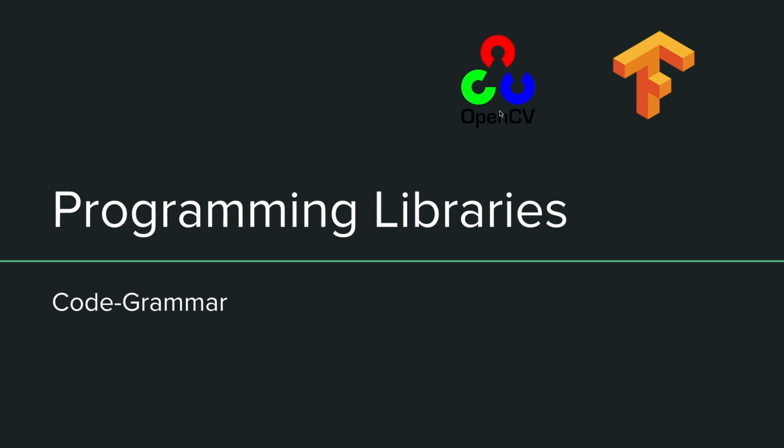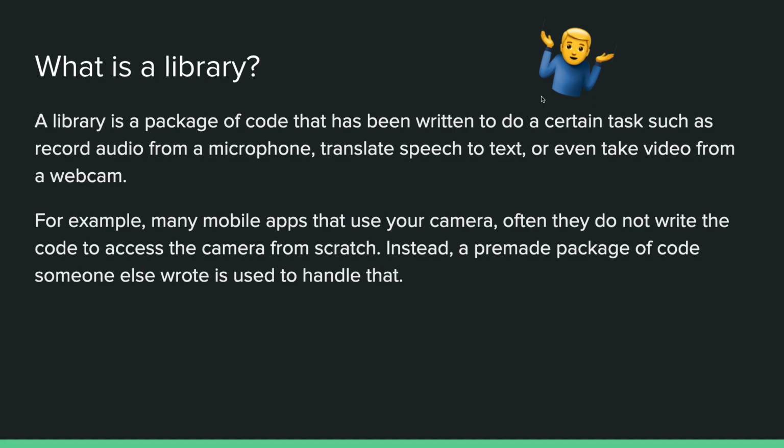So for example, there's OpenCV, there's TensorFlow, and there's other ones, but these are the images I could find. Now, what is a library? A library is a package of code that has been written to do a certain task, such as record audio from a microphone, translate speech to text, or even take videos from a webcam. For example, many mobile apps that use your camera often do not write the code to access the camera from scratch. Instead, a pre-made package of code someone else wrote is used to handle that.